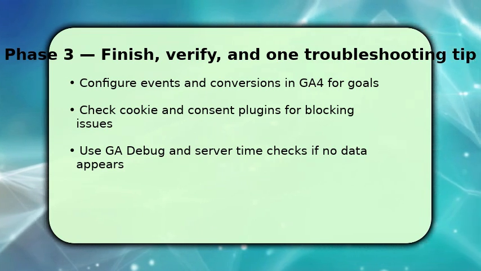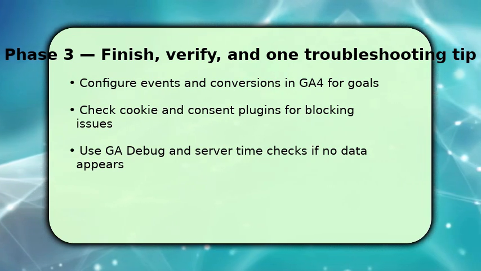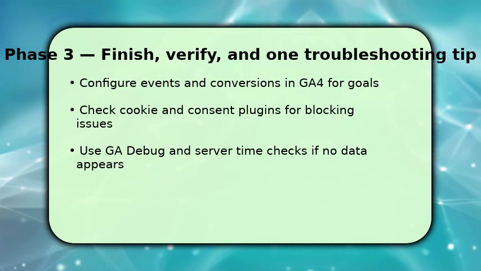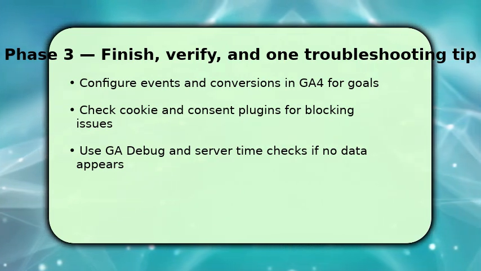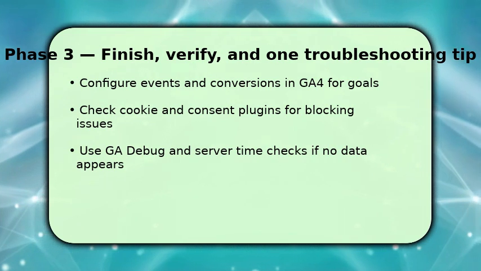If tracking still fails, enable GA debug in the browser, verify the measurement ID matches exactly, and check server time zones. Incorrect times can make recent hits invisible. One troubleshooting tip: temporarily disable consent blocking to isolate the problem quickly.